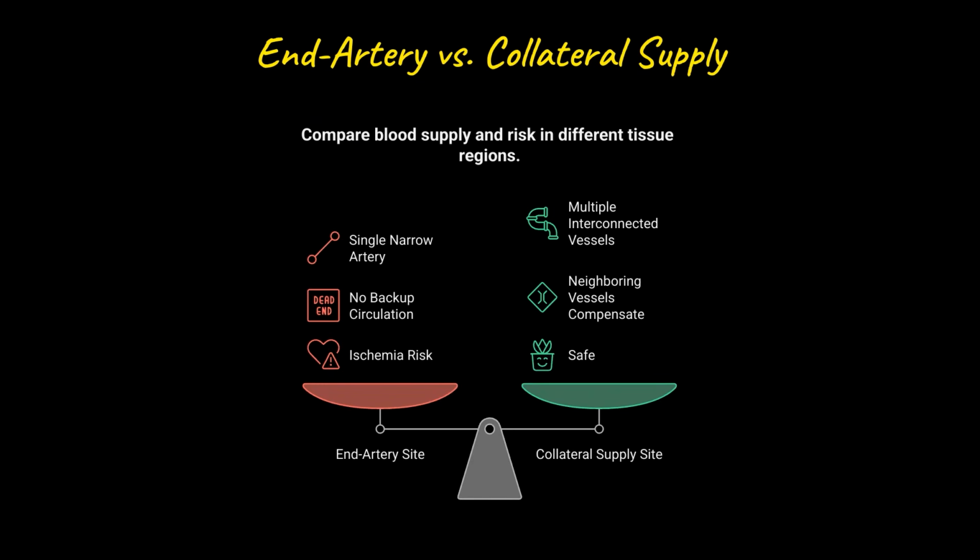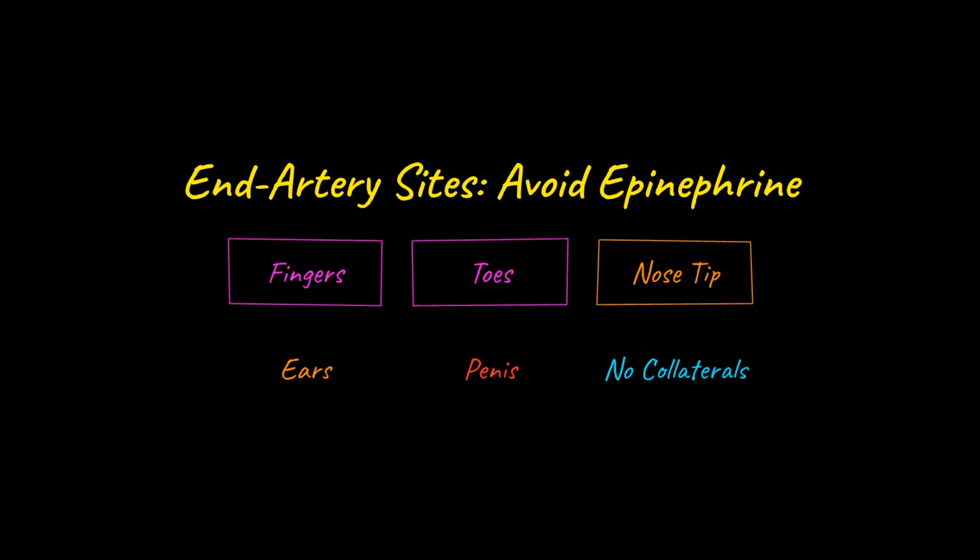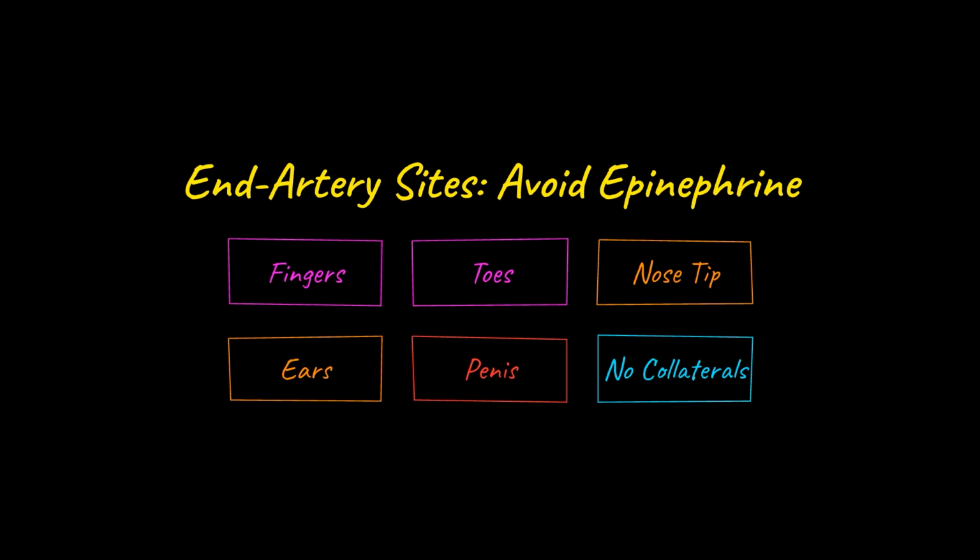When epinephrine clamps that vessel shut, there is no alternate route. Oxygen delivery falls and tissue can become ischemic. These locations share one critical feature: little or no backup circulation. Prolonged vasoconstriction here can lead to ischemia and, in the worst case, gangrene, potentially costing a patient a digit. Plain anesthetic without epinephrine is used at these sites instead.